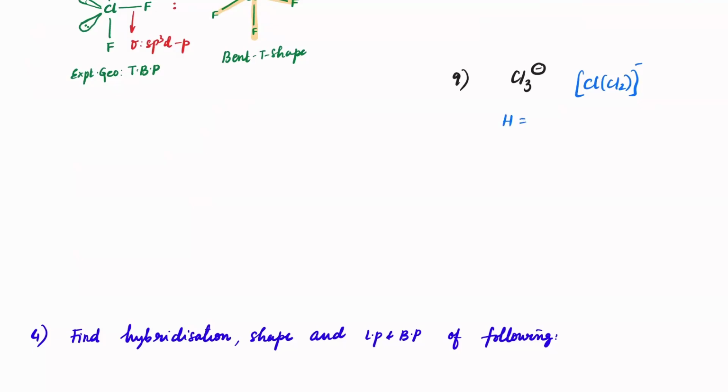Check again. 7 minus 2 or plus 2? No, no. Monovalent atoms should be added. Oh, plus 2, sorry. 7 plus 2, minus of minus 1. So that makes it 10, 5. 5, so it is sp3d.